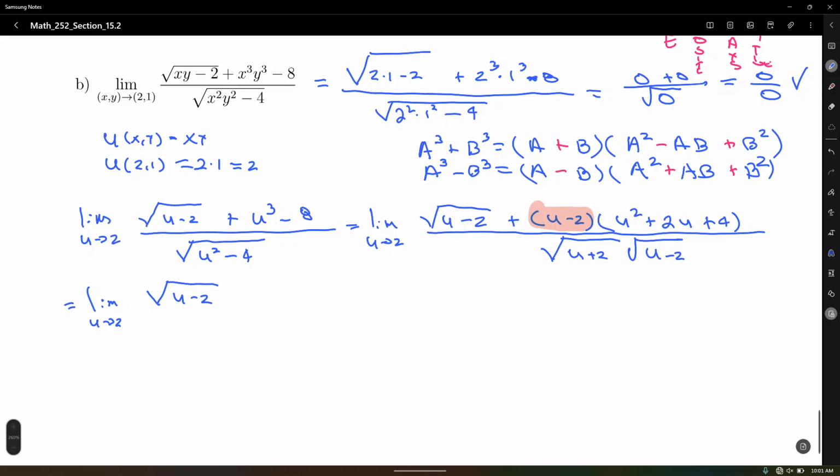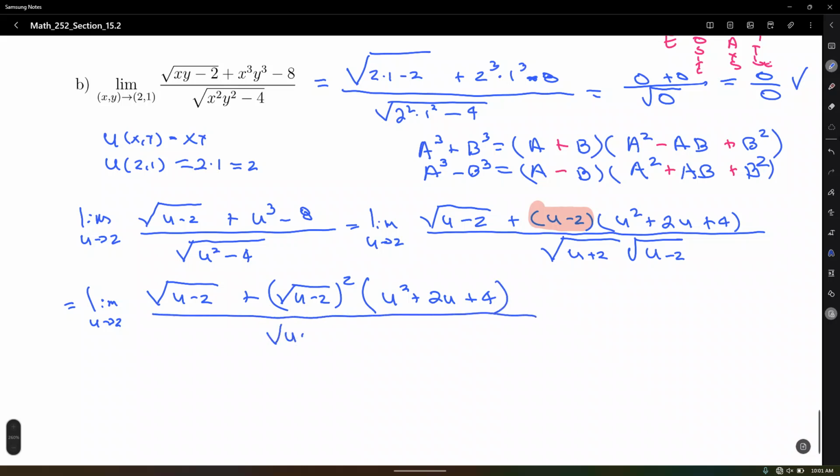Do you agree that this u minus 2 is the same as saying the square root of u minus 2, squared? Do we all agree with this? Times u squared plus 2u plus 4, divided by the square root of u plus 2 times the square root of u minus 2. Why did I do this weird trick right here? That's so we can see that this is the greatest common factor.